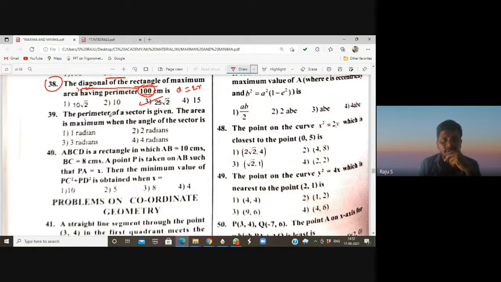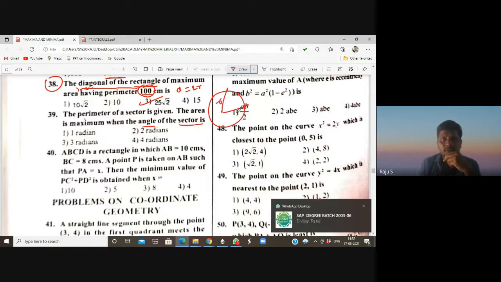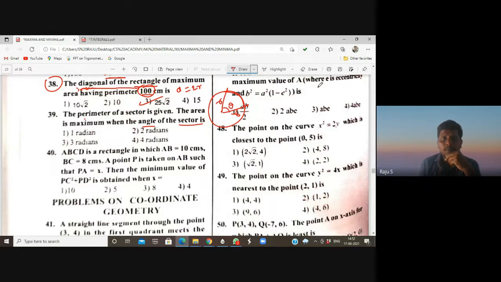Next, the perimeter of the sector is given, and the area is maximum. Then what is the angle of the sector? So this is related to a sector. This is R, this is R, and whatever the value of theta is. What is the area of the sector, students? 1 by 2 r square into theta. Yes or no? So what is the theta value?